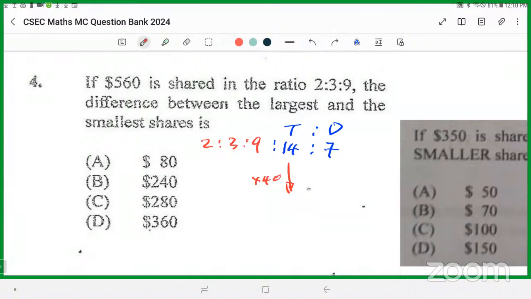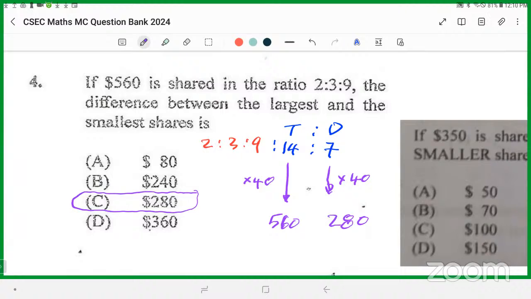I multiply this ratio by 40, in a different color. You multiply this by 40 for it to become 560. If you don't know, you just build up the 14 step by step, multiplying until you reach 560. So when the total reaches 560, where does this reach? I multiply it by 40 as well. It becomes 280. So the answer is 280.